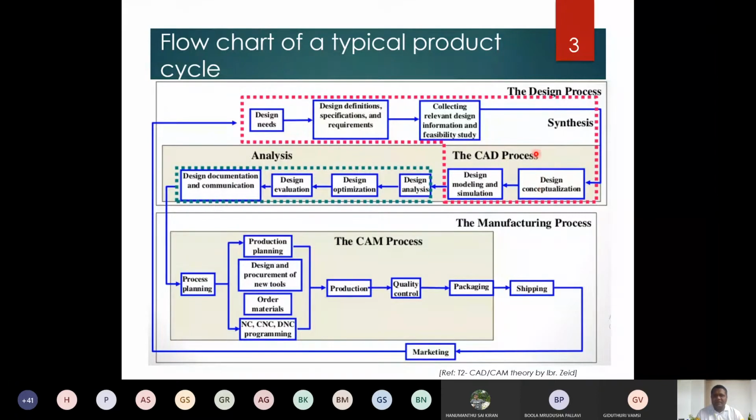So if someone asks you to explain the CAD process, you can explain all these phases in the same sequence, no issue at all. Apart from that, there is another small cyan colored dotted line here, which is a subset of the CAD process, which he is calling analysis. So analysis is a subset of the CAD process. You need to understand this. Why? Because in the analysis there are design analysis, design optimization, evaluation, and documentation and communication. All these things he is calling analysis.